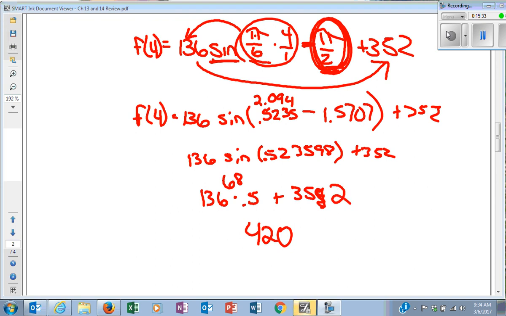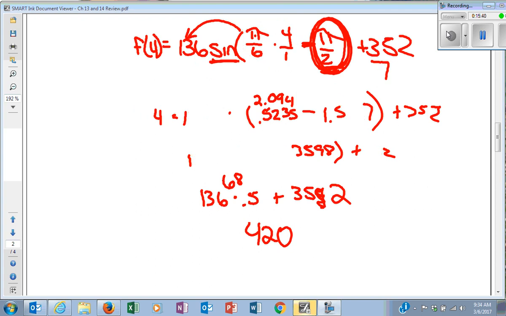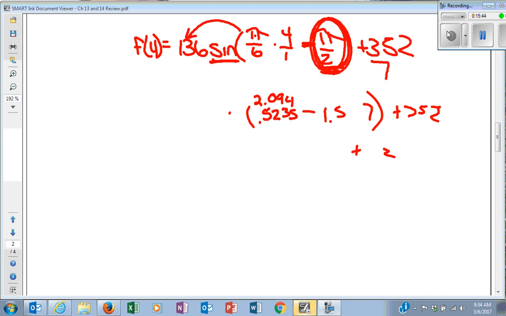Alright, that's the calculator. Now what else you could have done is right here you can do some fraction work. I'm going to try to do it quick.